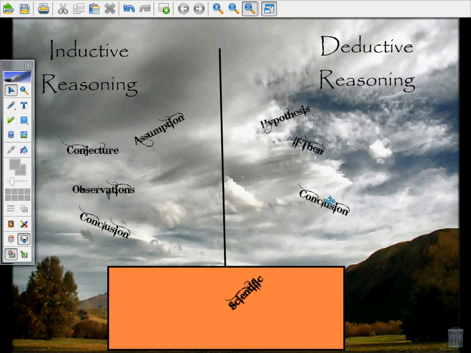Okay, and then the last one, scientific. Which one do we use in science? Okay, we do use deductive reasoning for sure. But we also use inductive. Like if I give you a table with numbers and you figure out what the next numbers are, that's inductive, but it's still science or math. So that could be either one. Okay, are there any questions on that?